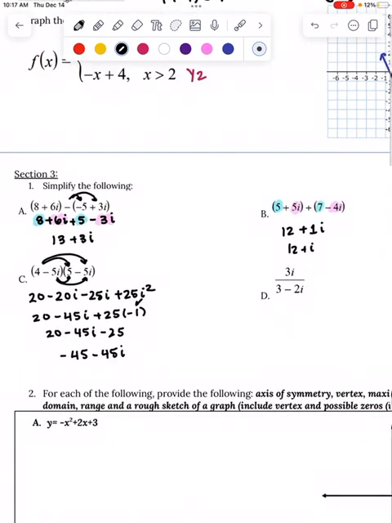And I'm just sitting here triple checking my work. 20 minus 25. Yes. Oops, my math is wrong. Good thing we're checking, right? 20 minus 25, that should be negative 5. There we go. Sorry about that.